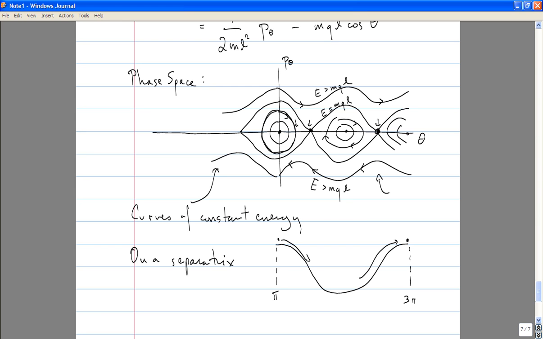So if you want to, I invite you to prove that to yourselves. I gave you earlier the formula for the amount of time that it takes a system to evolve between two positions as a function of the energy. So set the energy equal to MGL and compute the integral as you go along one of these separatrices. And you can show that the integral diverges, so it takes an infinite amount of time.